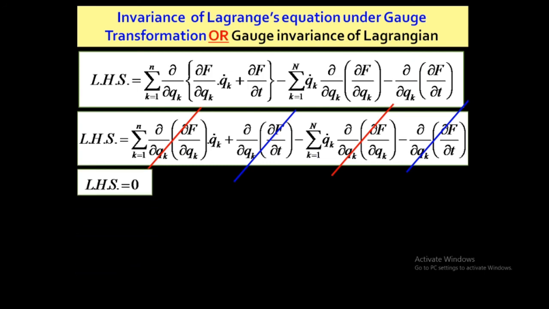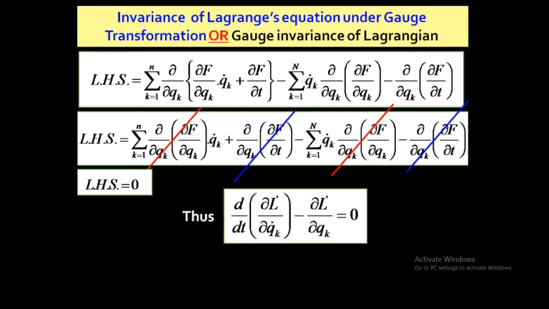सबके सब टर्म कैंसिल हो गए तो बचा क्या, zero. So we got left hand side is equal to zero. It means that LHS, what was the LHS? LHS was d by dt of del L dash by del qk dot minus del L by del qk is equal to 0. It means that the left hand side is 0.